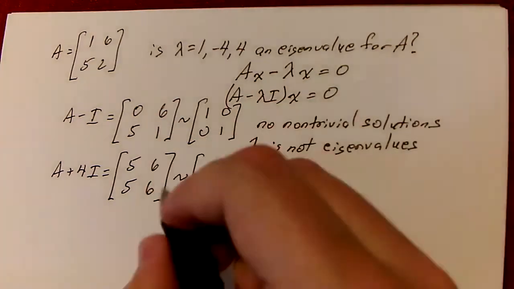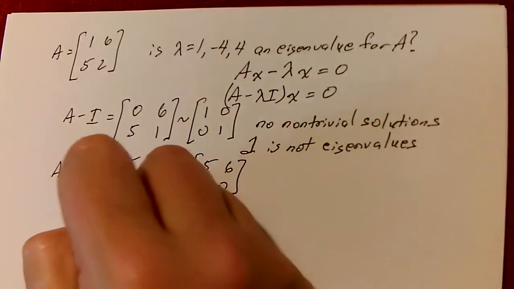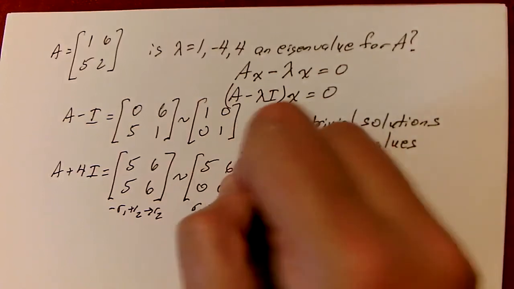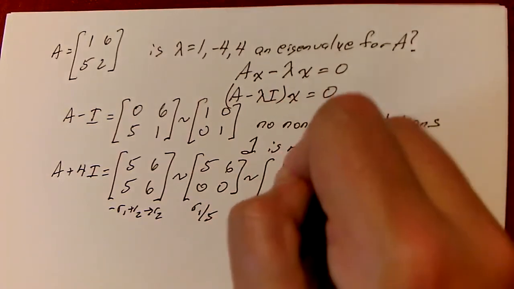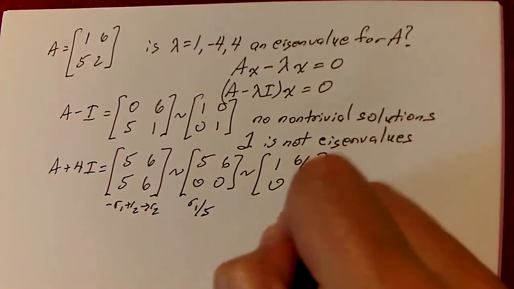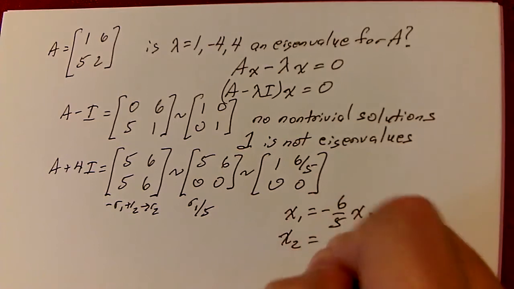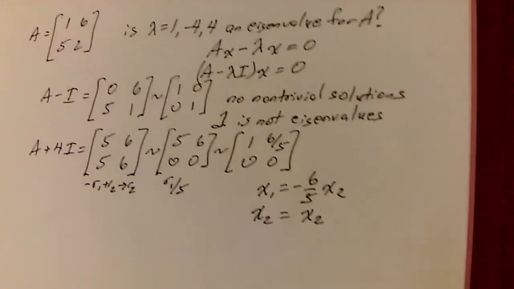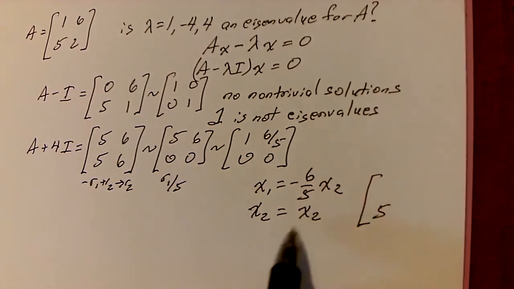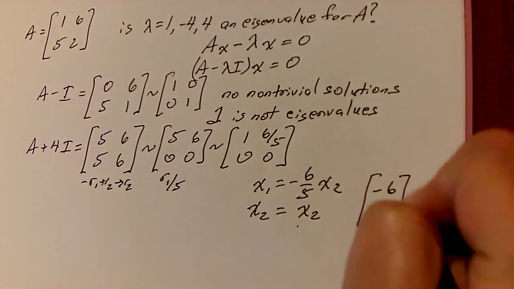I would get 5, 6, 0, 0 first, right? I just do negative row 1 plus row 2 to replace row 2. And then I'm going to take row 1 and divide it by 5. So it's going to finish out at 1, 6/5, with 0 and 0. So I could write the solution set. x1 would be negative 6/5 x2, and x2 would be free, so just x2. But perhaps I want to kill off the fraction, so let's make a vector that's going to have 5 down here, so it'll kill the fraction when I put it in. When I put 5 in there, I'm going to get negative 6 in the numerator.